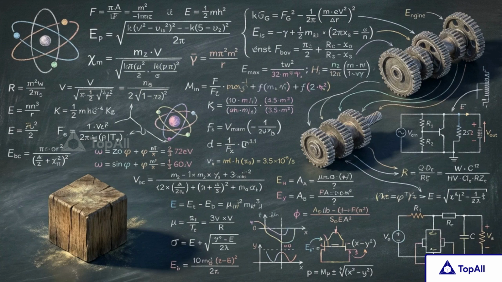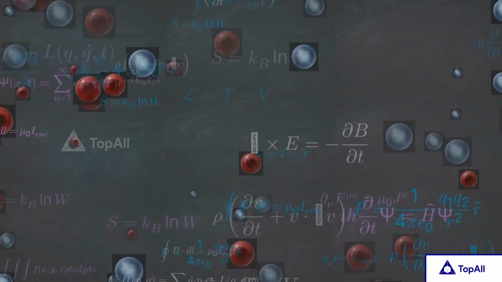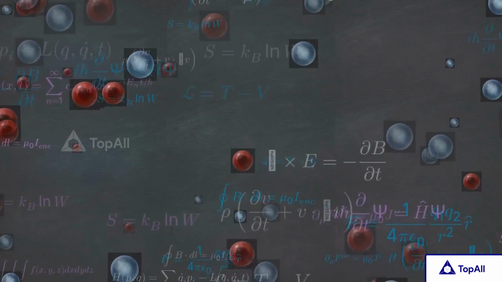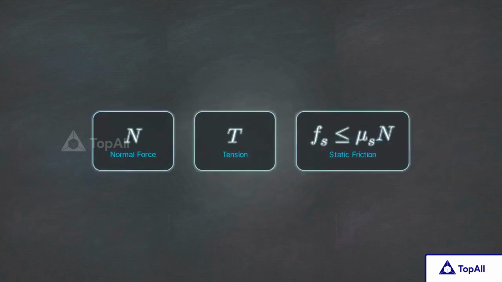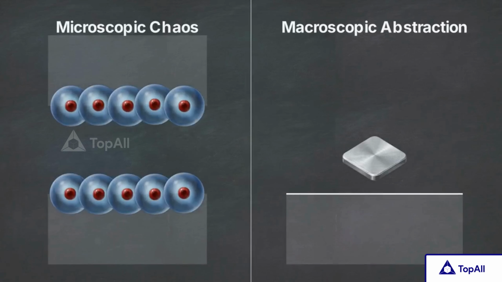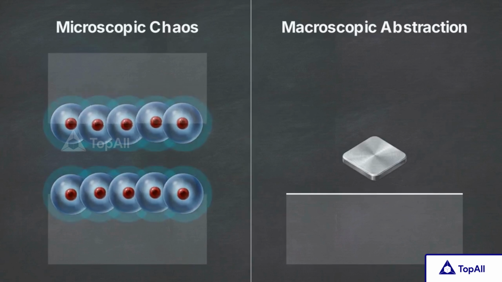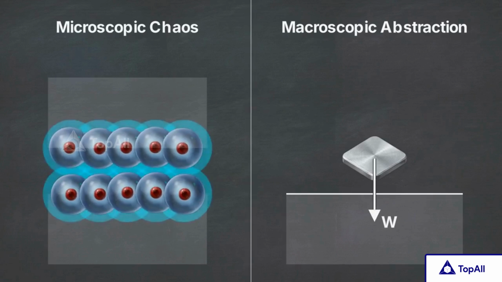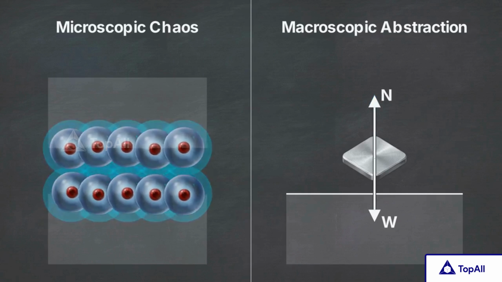Trying to calculate millions of individual atomic repulsions just to find out if a wooden box will slide across a floor is mathematically impossible. So physics provides an empirical shortcut, packaging that atomic chaos into clean, usable formulas. The free body diagram is a necessary abstraction, a way to simplify the infinite chaos of the atomic world into a solvable human reality.